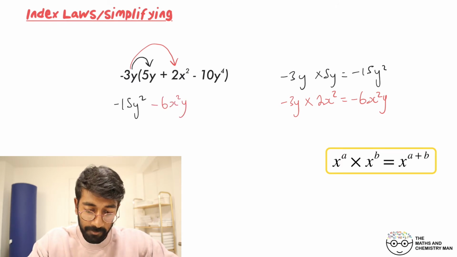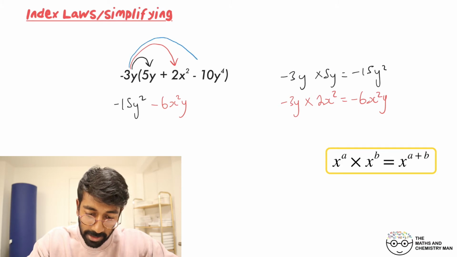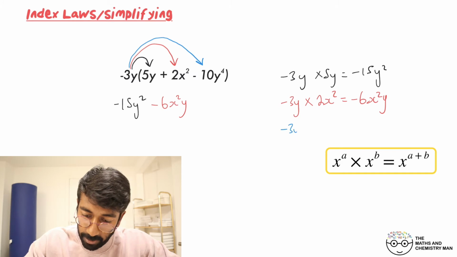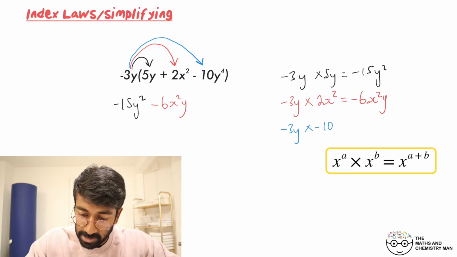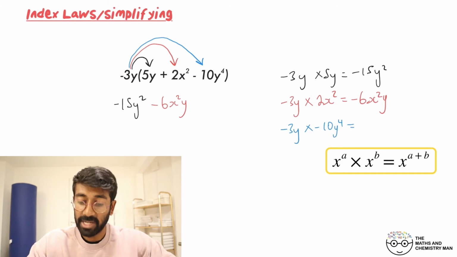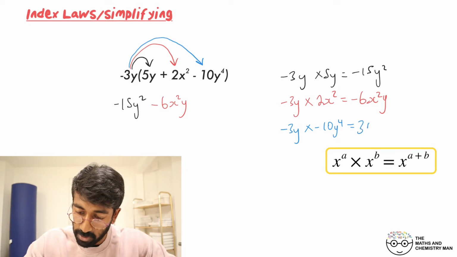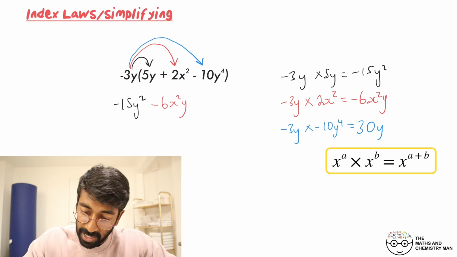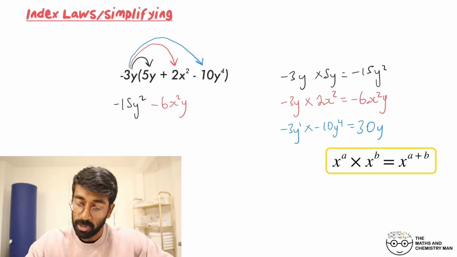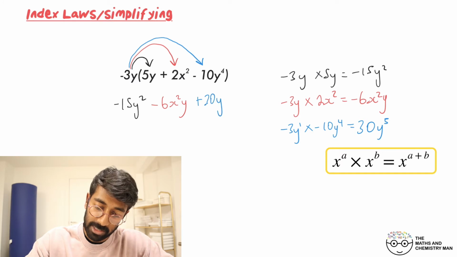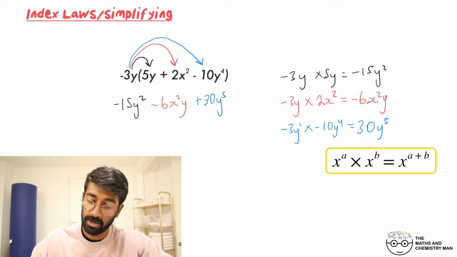And then one more, we've got to do minus 3y times by minus 10y to the 4. The minus 3 times the minus 10, that's going to give me a positive answer, so positive 30. And then add the powers here, so it's y to the 1, y to the 4, all together y to the power of 5. So we'll have plus 30y to the power of 5.